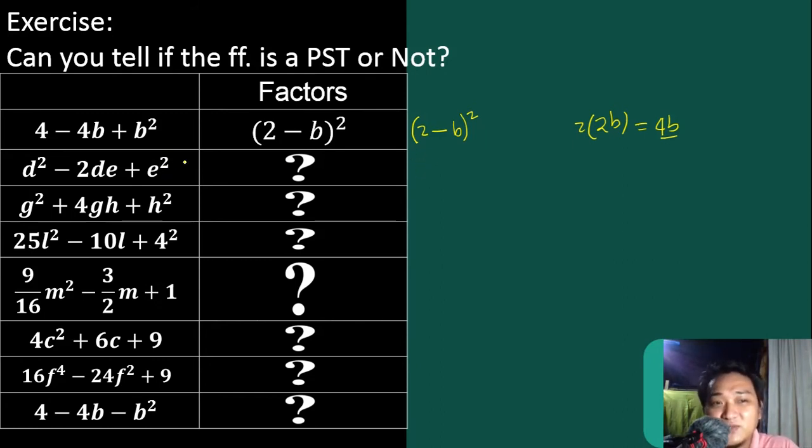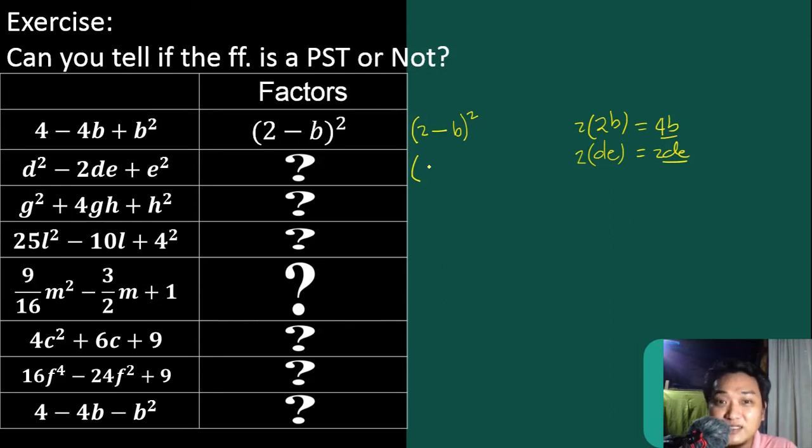Is this trinomial a perfect square trinomial? So, let's try. The square root of the first term is d. The square root of the second term is e. Times 2, that will be 2de. Check natin kung yun. Okay, so yun nga yung middle term, ano? Since yun yung middle term natin, d squared minus 2de plus e squared is a perfect square trinomial.